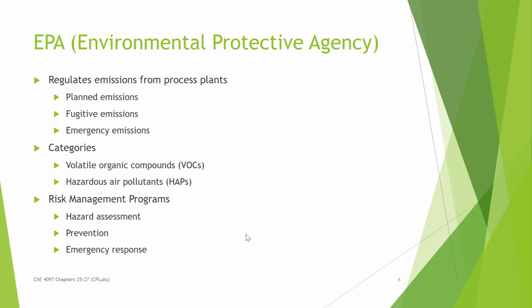Now, the categories that normally we're most concerned with are the volatile organic compounds, or VOCs, and the hazardous air pollutants, or the HAPs. And the risk management programs are going to be a hazard assessment, and then you need to have prevention and emergency response measures.